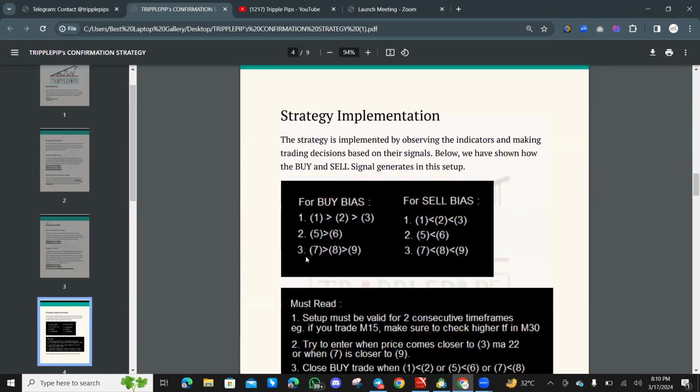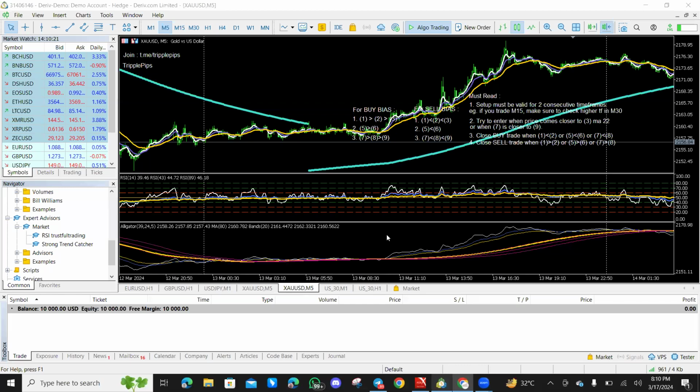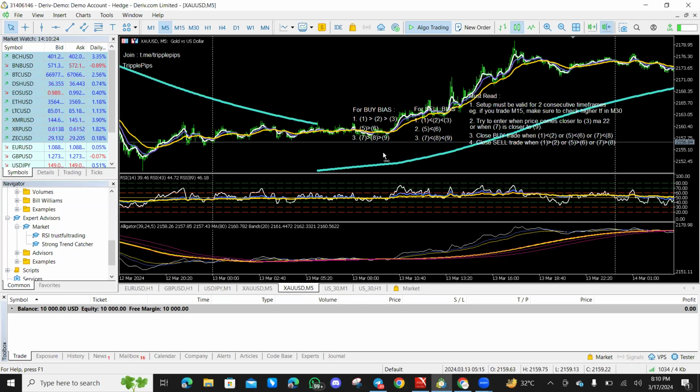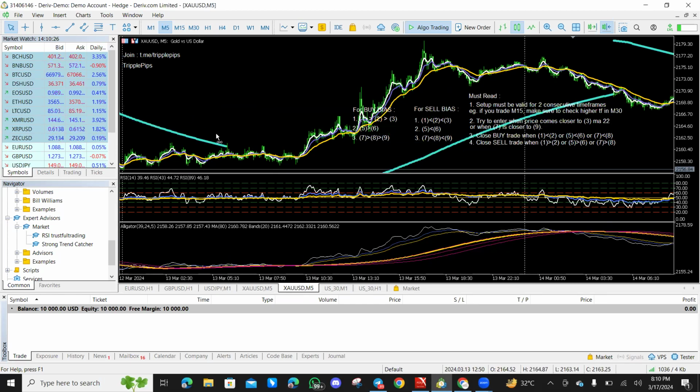Now, the strategy is very simple. Let's just say for buy bias, if 1 is greater than 2, then 2 is greater than 3, 5 is greater than 6, and 7, 8, and 9 are in order as well. If the indicator values fit this, then it's a buy bias. For gold, we can easily see this kind of buy bias in the recent movements.